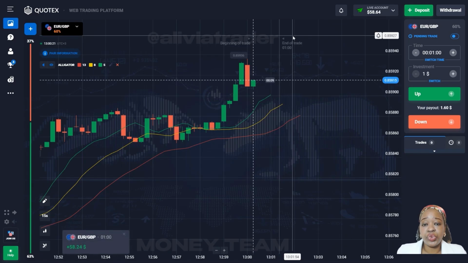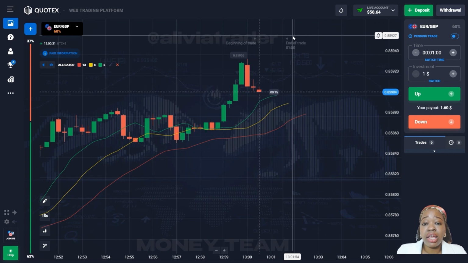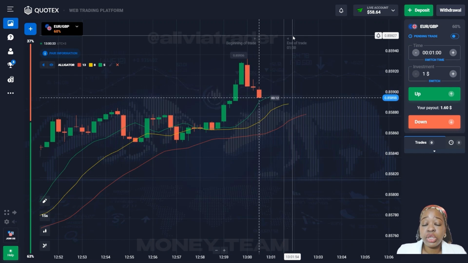This is quite good, friends. You can see the price moves up, and here I got a very good profit. In this situation, the indicator did not let me down again and helped me earn a very good profit on this trade. 1 minute was quite enough for this.